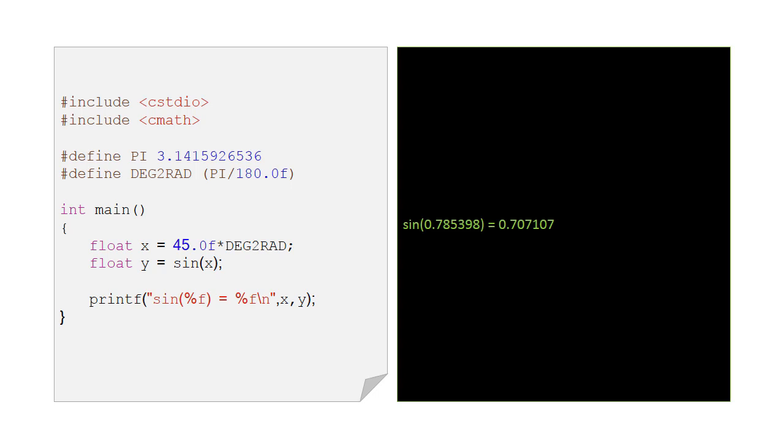So in this example, we'll look at how to use the cmath library. So at the top here, I'm going to include cmath. And again, we're going to do some trigonometry. So we need the value of pi.